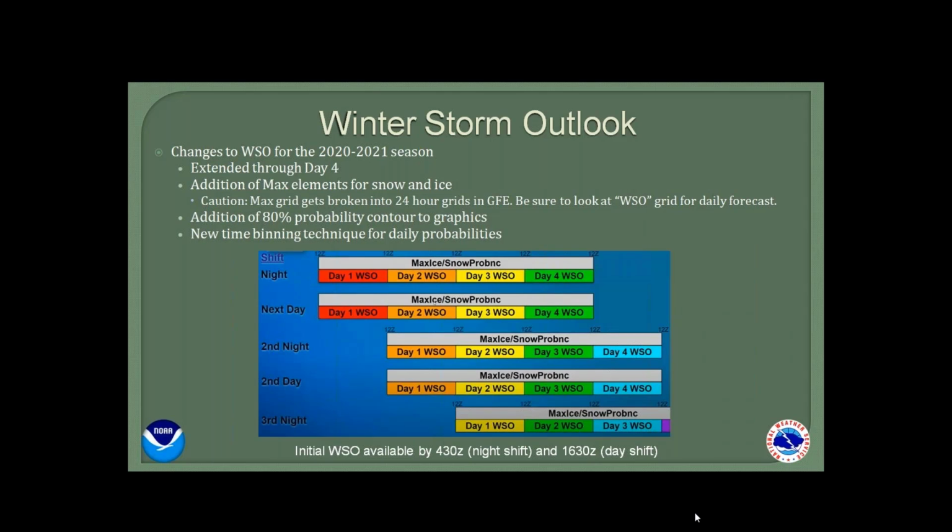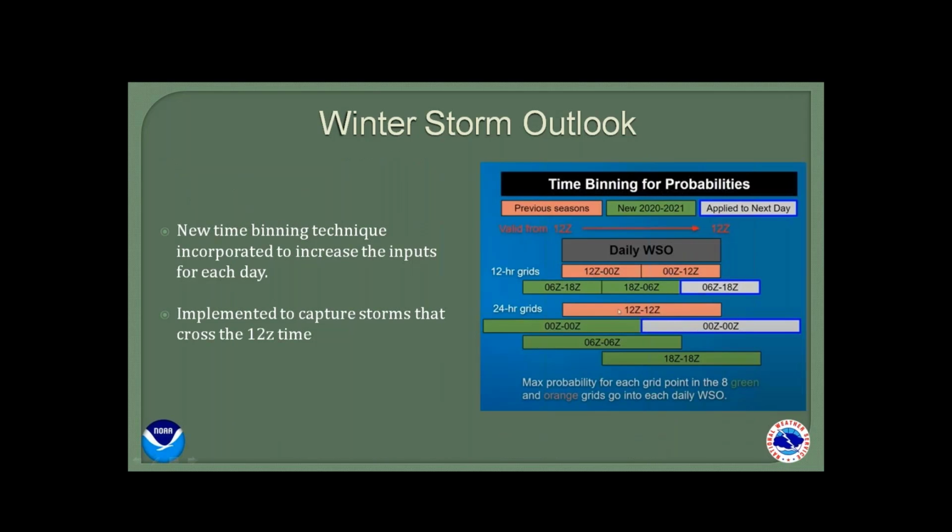They've added that 80% probability contour, and then they also have this new time binding technique that they've started using this year to try to help capture the storms that go past the 12-hour rather than just cutting it off, 12 to 0Z. They have different 12 and 24-hour breakups so that the max out of any of those shows up in your WSO, trying to capture the storms that continue through the night. So this is behind the scenes. I just wanted to point it out since it's new this year.